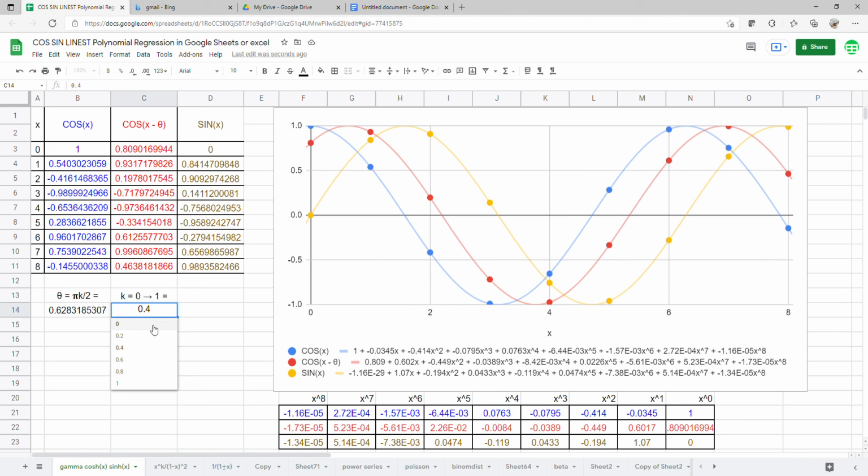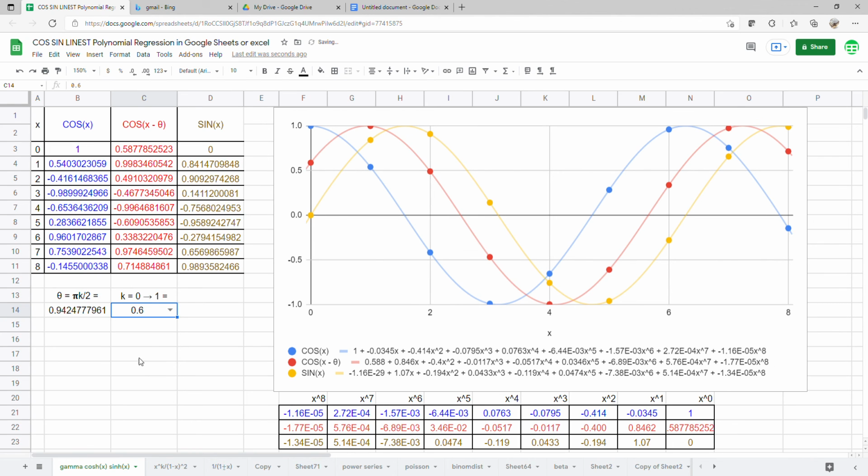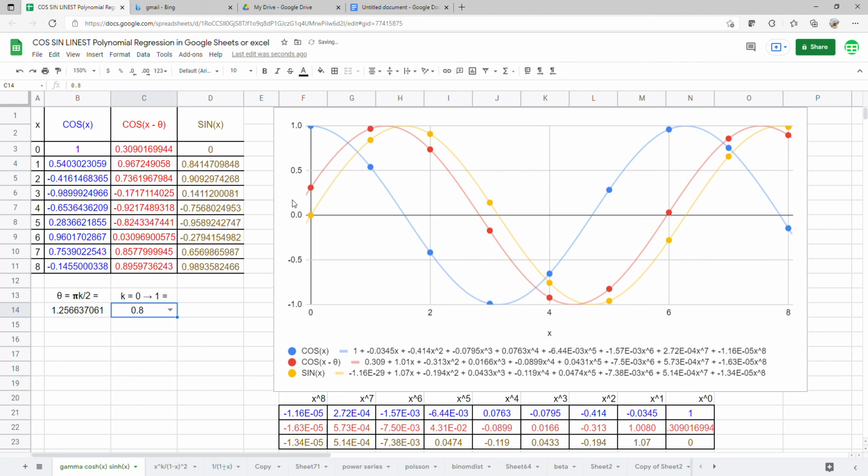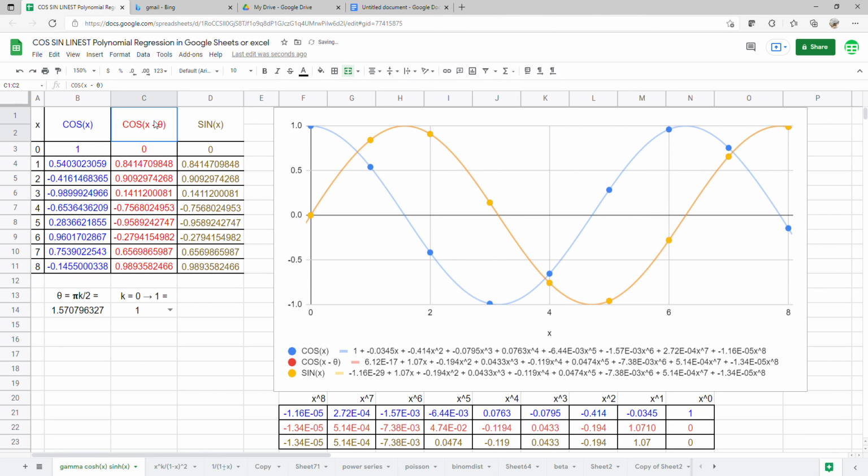And then move this to 0.6. Now it's getting farther. Move this to 0.8. And it is getting closer to the yellow trend line. And finally, k equals 1. So cosine x minus theta equals sine. And their polynomial regression coefficients are the same, and they are on the same trend line.